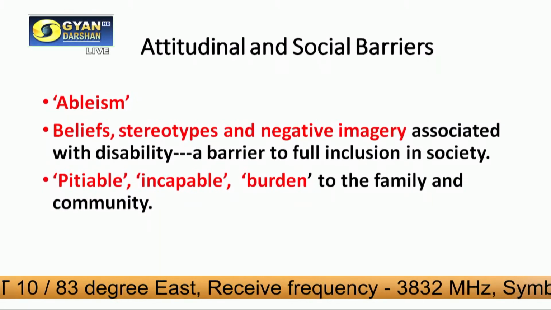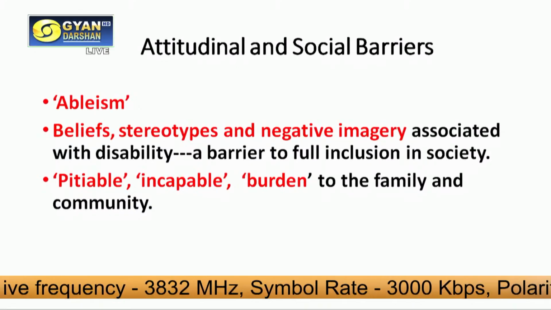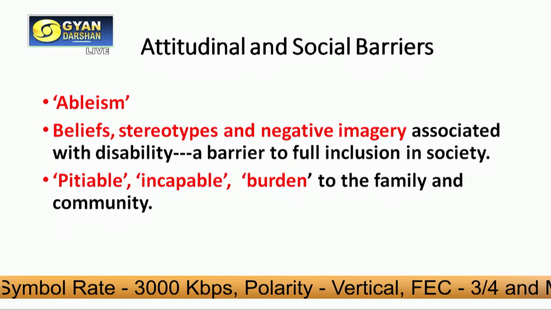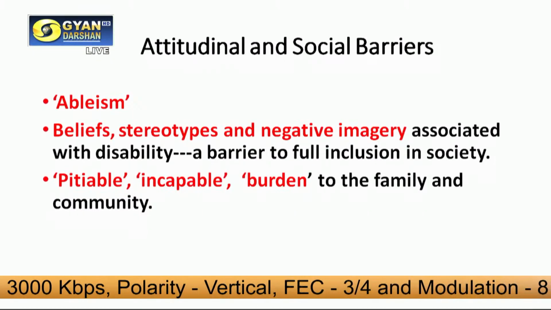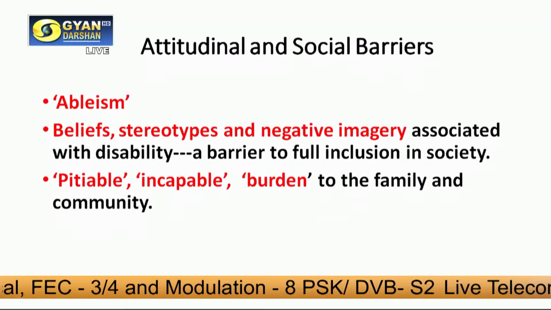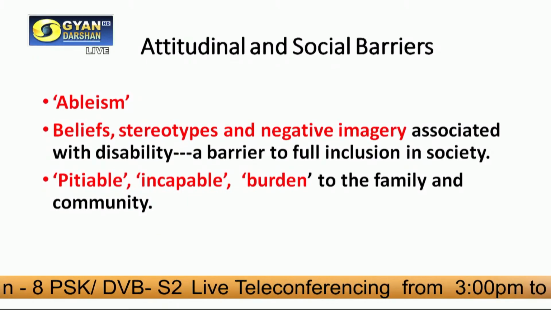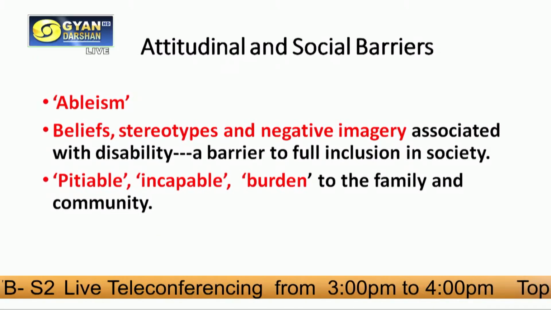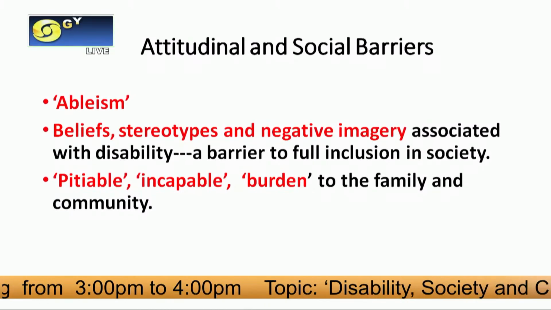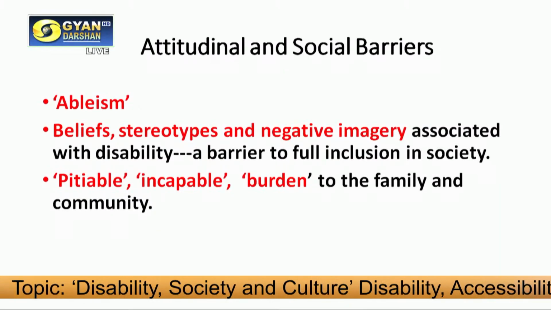So let's begin by talking a little bit about attitudinal and social barriers. What are the various attitudes or what are the various ways of thinking about persons with disabilities that in a way prevent them or act as barriers to their inclusion? So we have in earlier programs discussed the concept of ableism. Now, ableism, as we had earlier explained, is a way of looking at persons from the lens of whether they are able to do things or not.